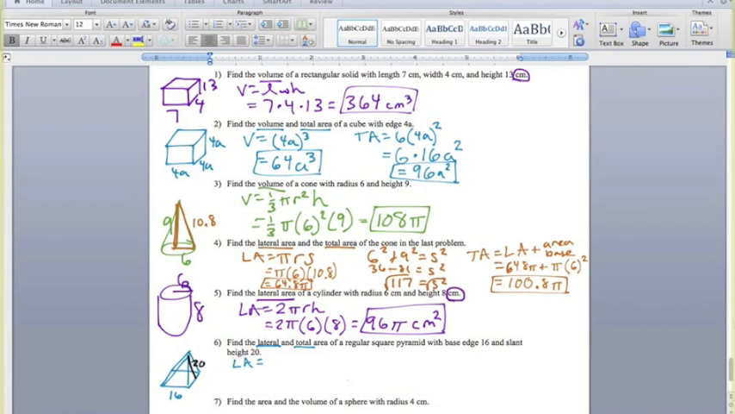Lateral area does not need to be memorized. Lateral area for a pyramid is the very bottom formula on the sheet. 1/2 perimeter of the base times the slant height. Perimeter of the base, how do I find that? 16 times 4. It's a square with each side of 16. So I've got 16 on the front, 16 on the side, 16 on the back, 16 on the other side. Add them all up, 16 times 4. Slant height is 20. And we get 640.